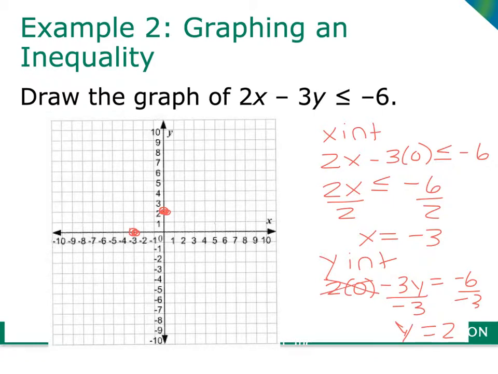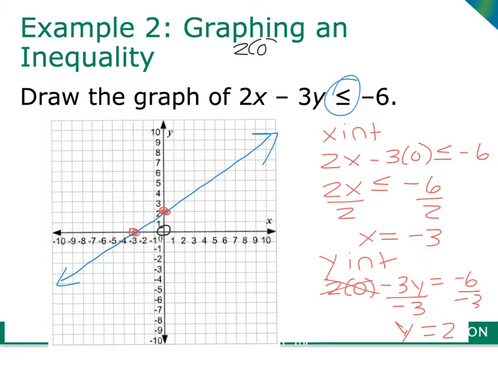Now you have to decide what type of line that you need to use. Because this inequality symbol has a line underneath, or an equal to symbol, you will use a solid line. And then last, you have to decide which side to shade on. So again, pick yourself a test point. Usually 0, 0 is the easiest test point, and substitute it in.